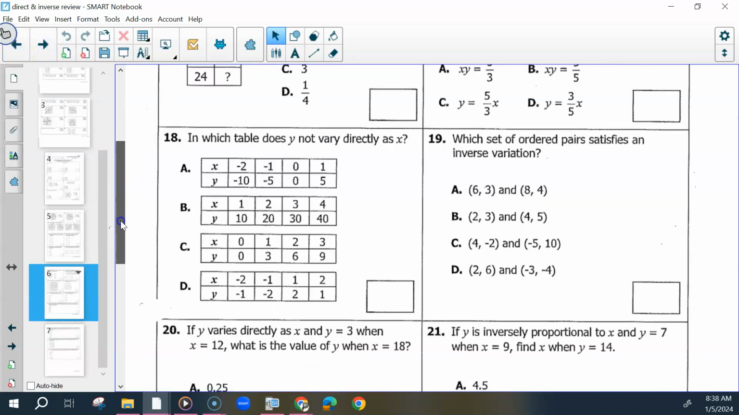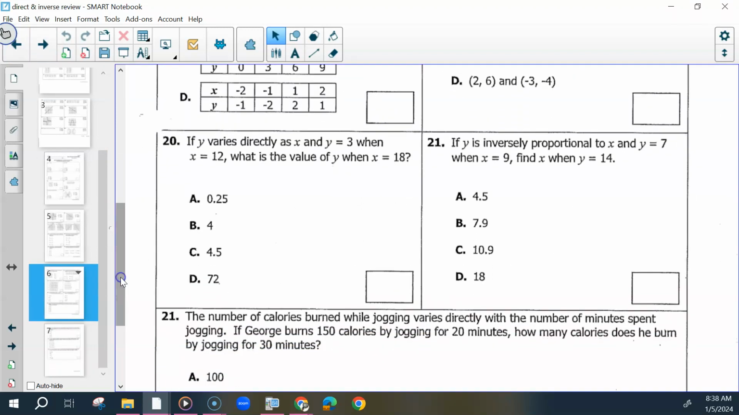Find about 20 on this page. Which 21? Oh, the small one. Okay.